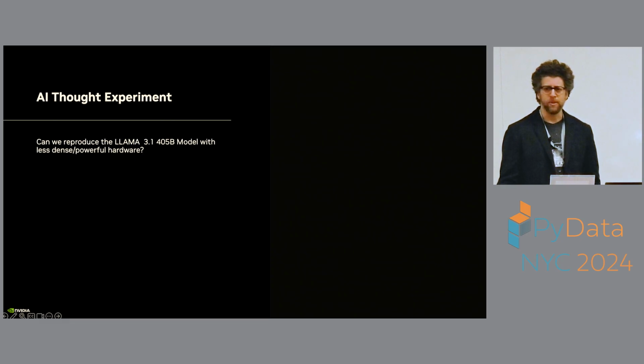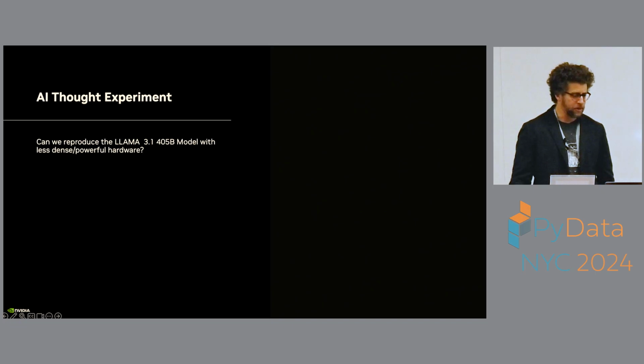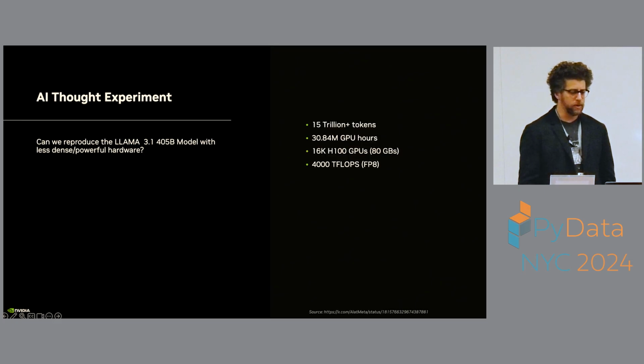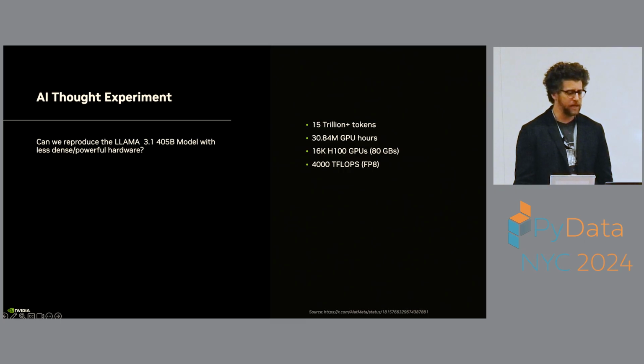Many of you are familiar with this large language model called Llama 3.1 405B. 405B. It feels a lot like I'm talking about genetics. And can I reproduce this model with less dense, less powerful hardware? So this model was built with 15 trillion tokens. I think it's around 40 terabytes of data.